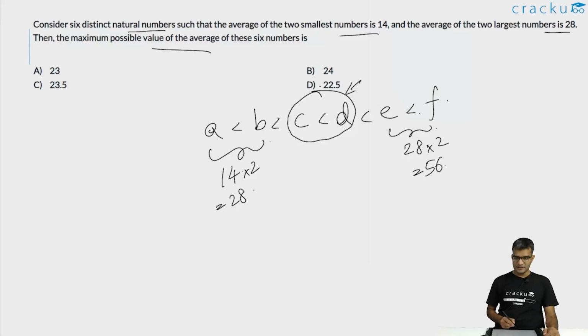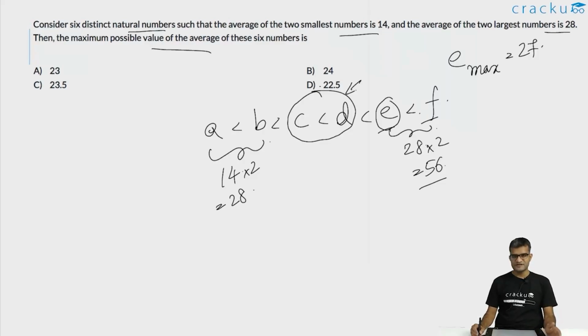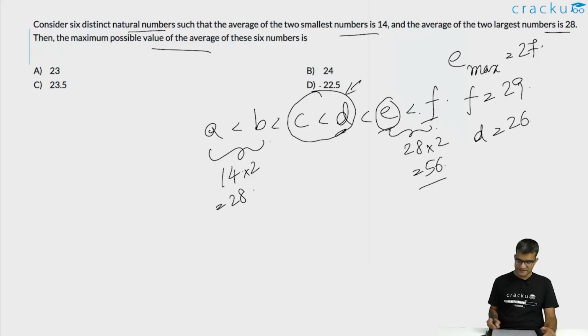That will be dependent on the maximum possible value of E, because we know for sure that D is less than E. And if you know that E plus F is equal to 56, that is, the average of E and F is 28, the maximum possible value of E will be 27. Because if E is 28, F will be greater than 28 and their average will be greater than 28. So the maximum possible value of E is 27, in which case the value of F will be equal to 29. And the maximum possible value of D is equal to 26, which is just 1 less than 27. And the maximum possible value of C is 25, which is just 1 less than 26. So the maximum possible sum of C and D will be 26 plus 25, which is 51.